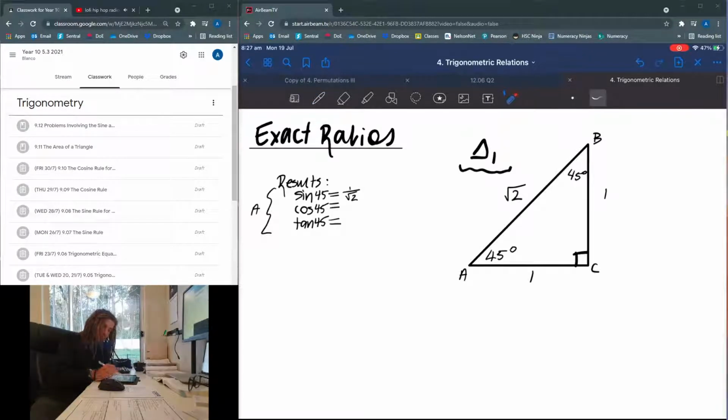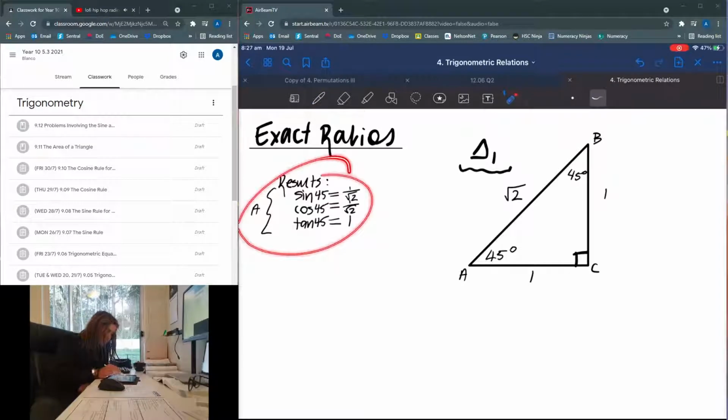Now, before I even work this out on the triangle, have a think about this. If it's sine 45, what do you reckon cos 45 is going to be? Well, again, these are complementary angles. These both add up to 90, so really it should be the exact same thing. But let's verify that. Cos is adjacent over hypotenuse, so it is 1 over root 2. Tan is opposite over adjacent, 1 over 1, which is 1.